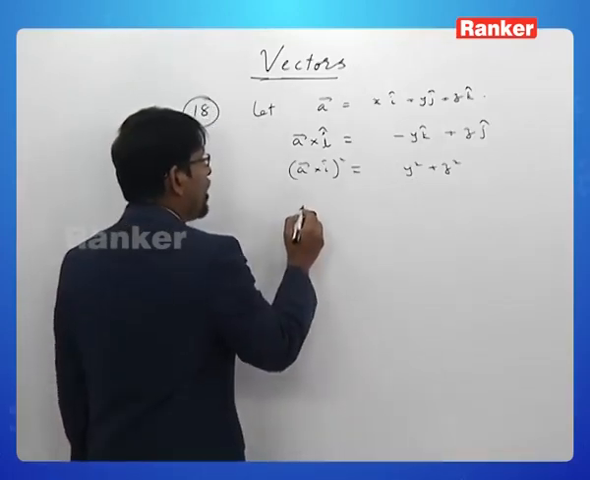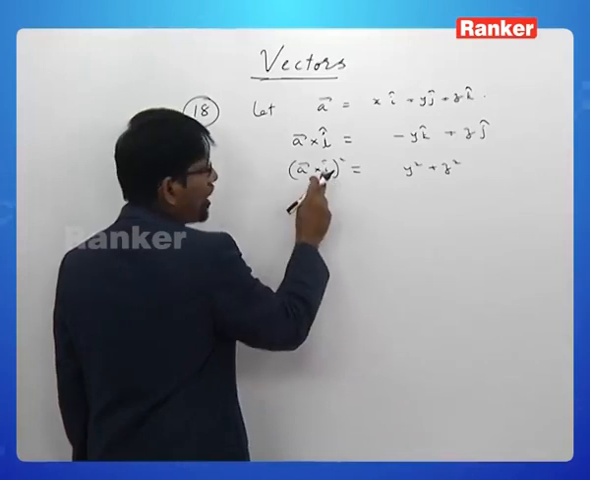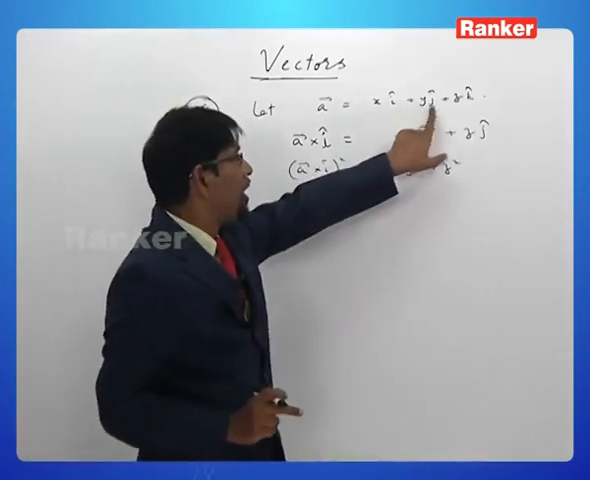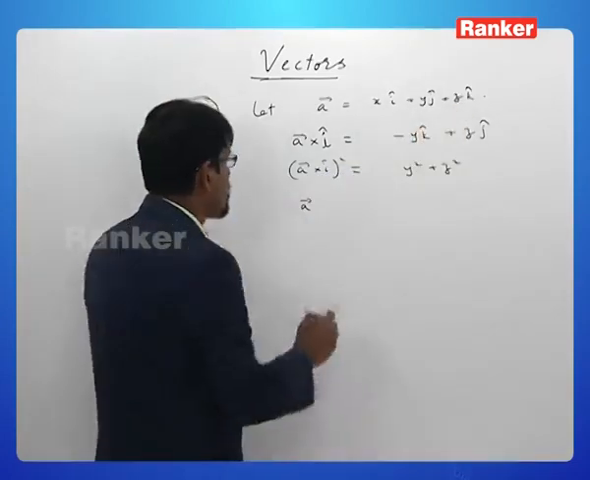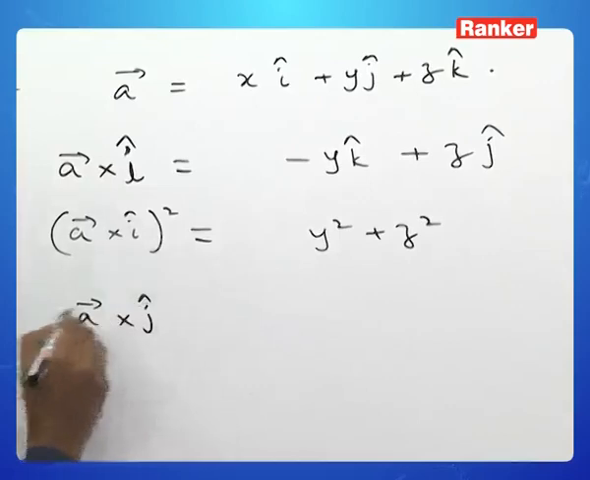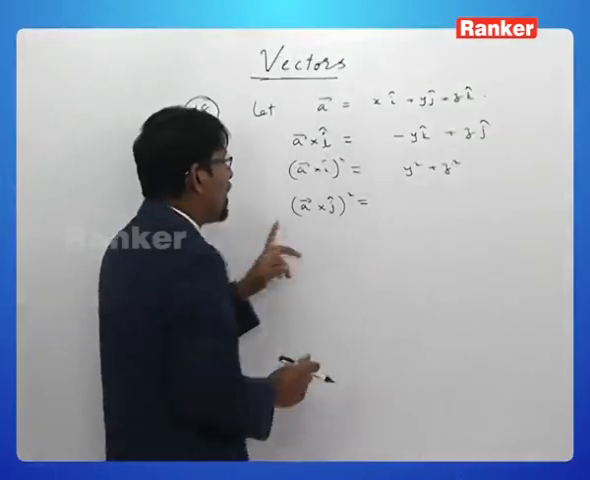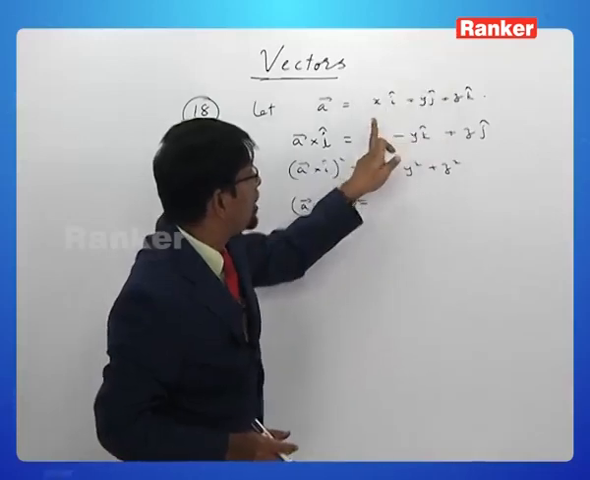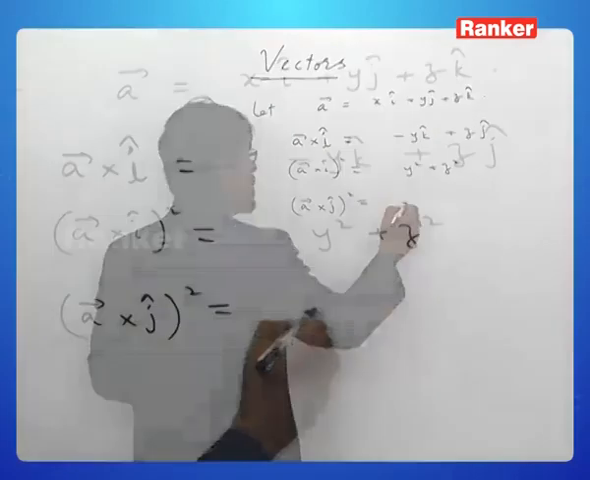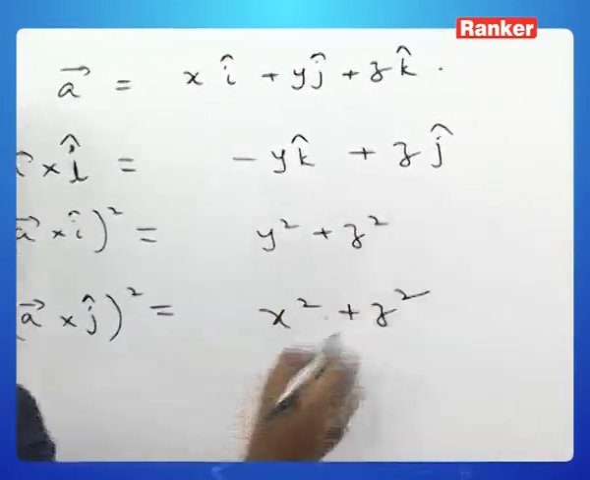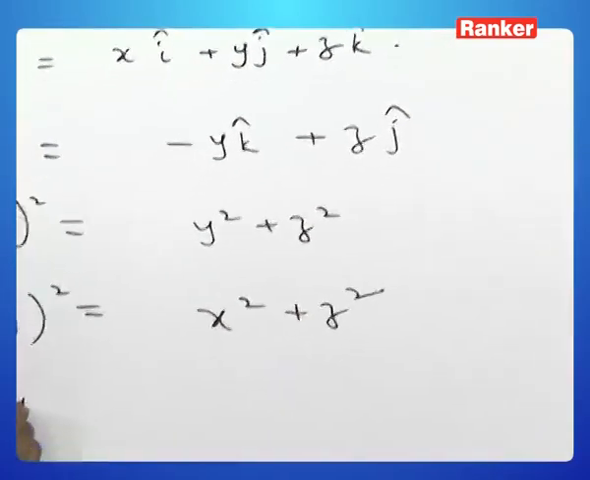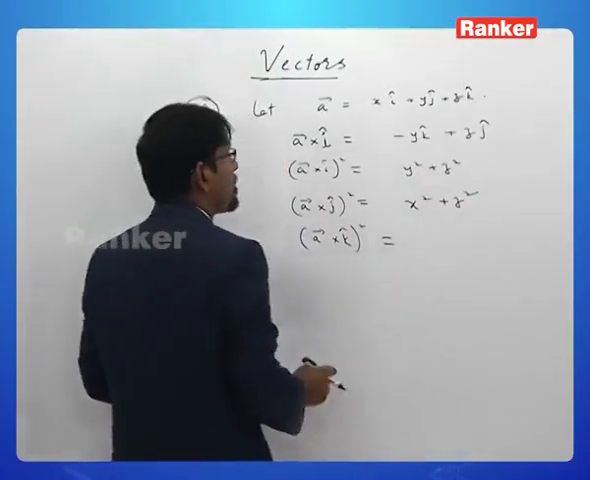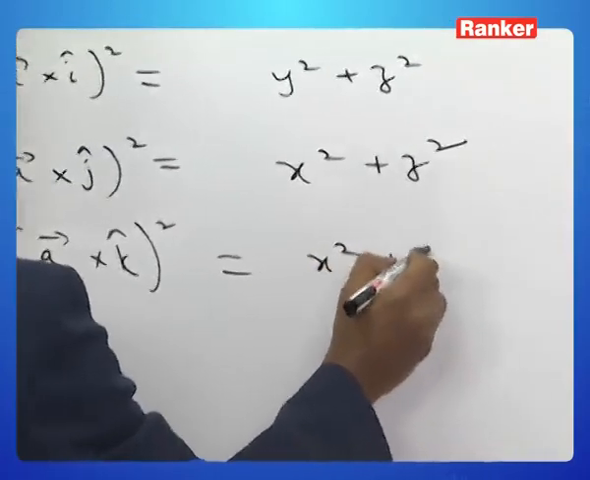Similarly, when you take the cross product with i cap, you have the other two components, y and z here. So when you take the cross product with j cap, apart from this component, you should get the other two. So you should have x square plus z square. And a bar cross k cap whole square will be x square plus y square.